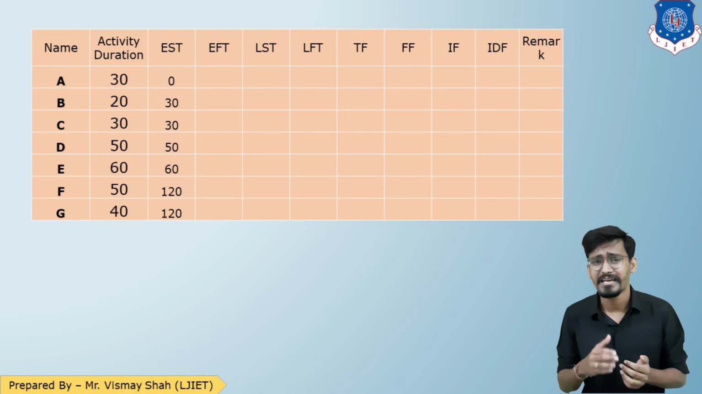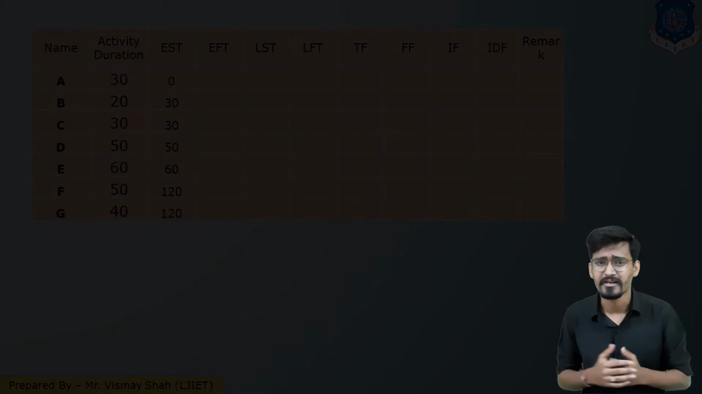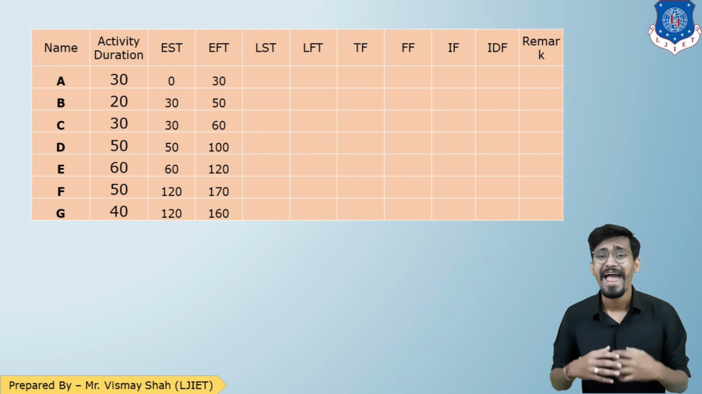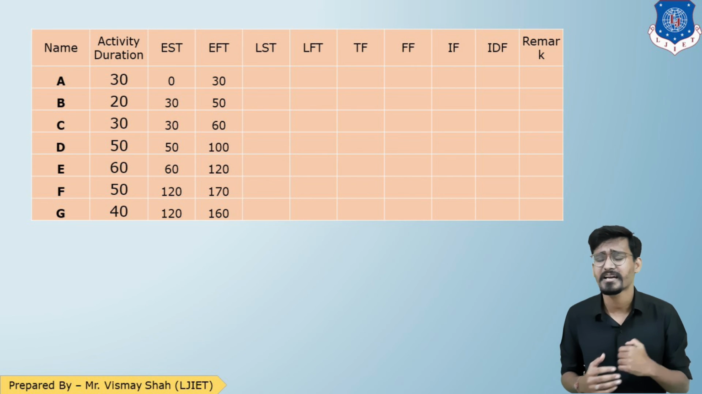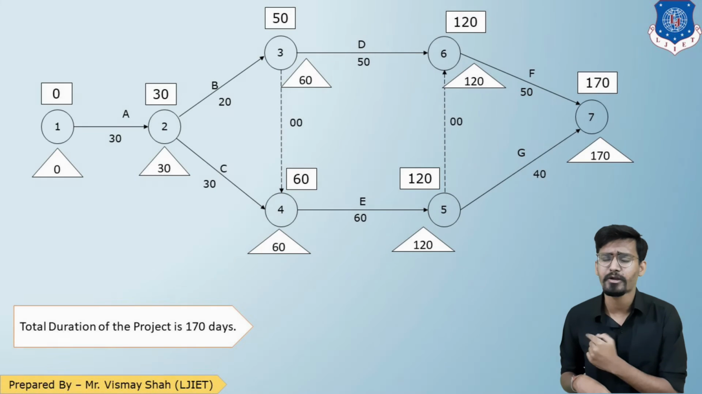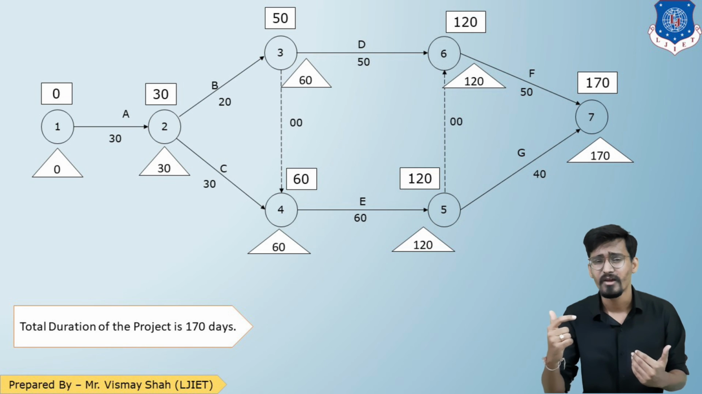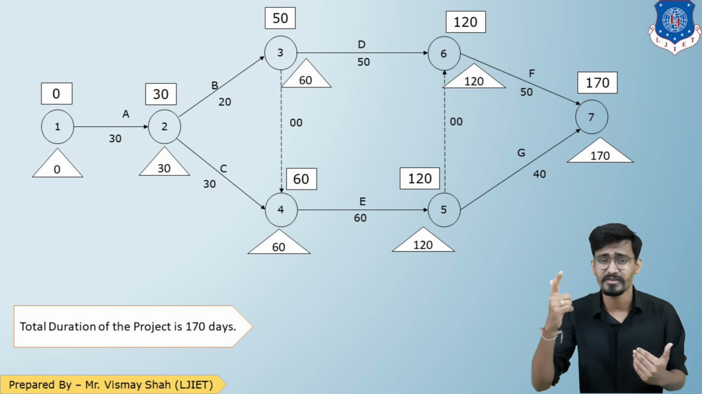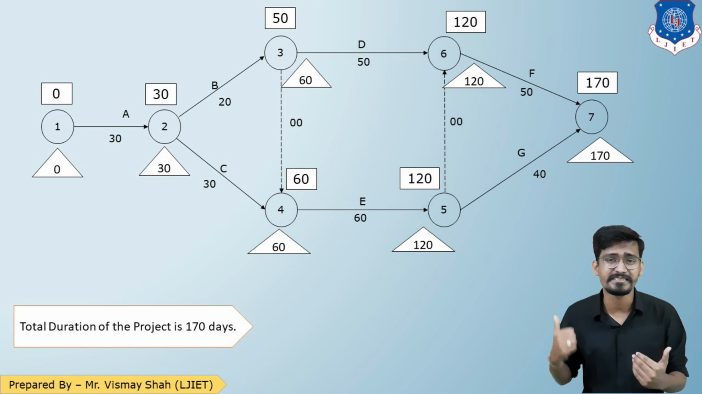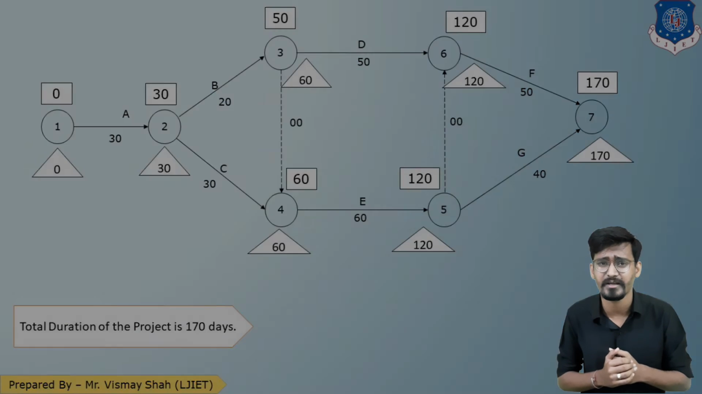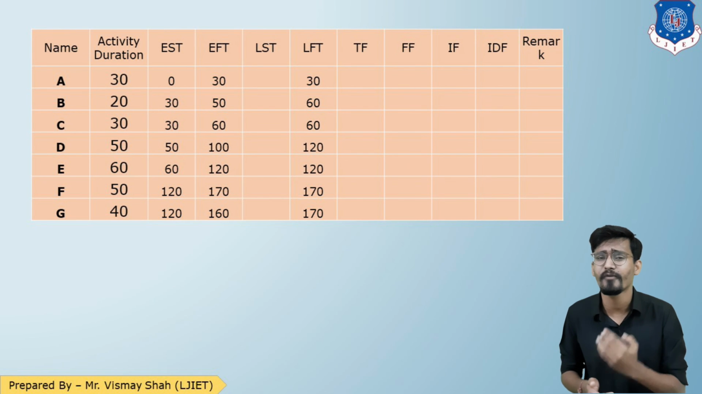Now EFT, EST plus duration. So that is the column of EFT equals EST plus duration. Now LFT. Let us again come back to the network. So here in the network, LFT is the end of the arrow below value. So for A, that is 30. For B, that is 70. For C, that is 60. Pardon me, for both of them it is 60. So 30, 60, 60. Let us complete the column of LFT. So here is the entire column of LFT.